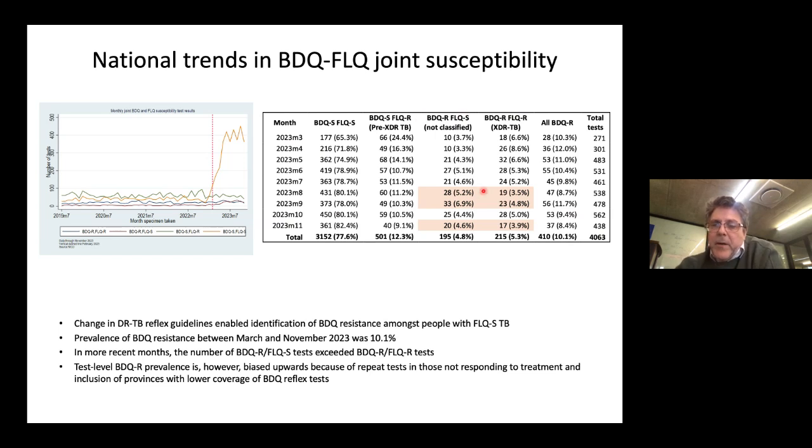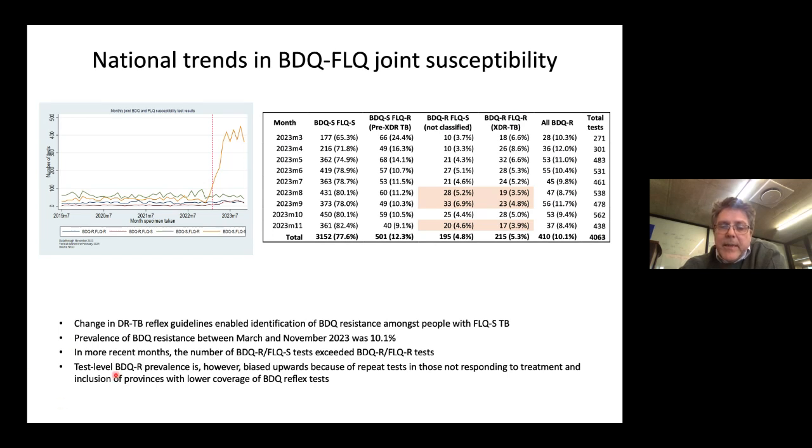So, the overall prevalence of bedaquiline resistance was 10% across these months, similar to what I had shown in the previous graphs, perhaps dropping a bit as we widened the scope of who was tested in the provinces. We must remember, however, that this is test level data, and the bedaquiline resistance prevalence is going to be biased upwards because of repeat tests, those not responding to treatment, and inclusion of provinces with lower coverage of BDQ reflex testing.